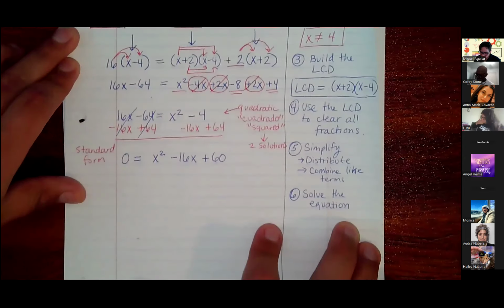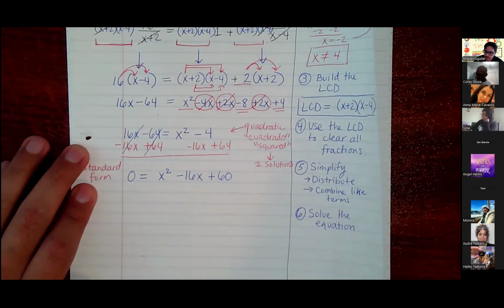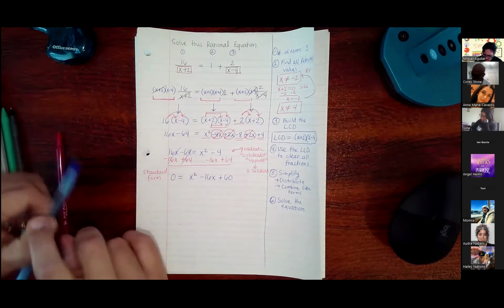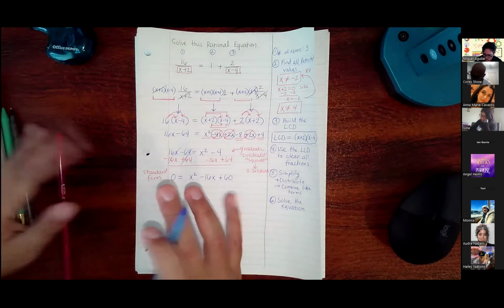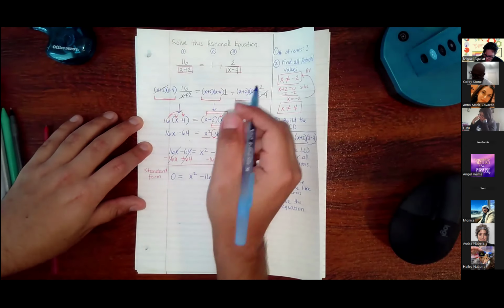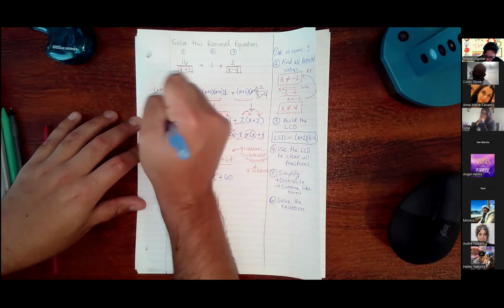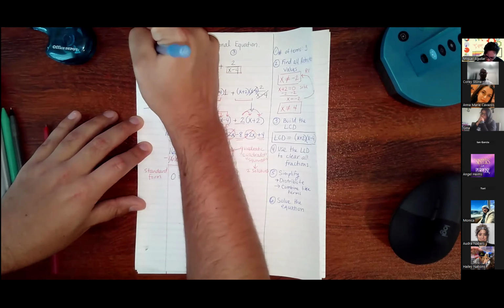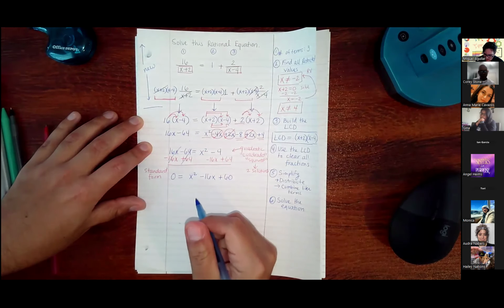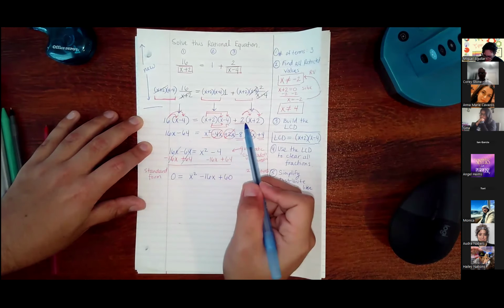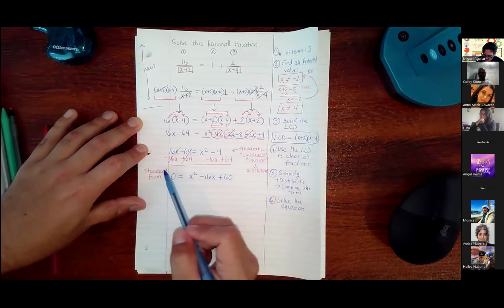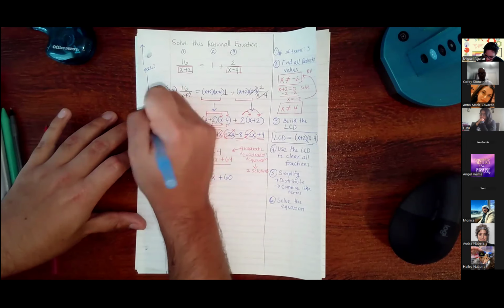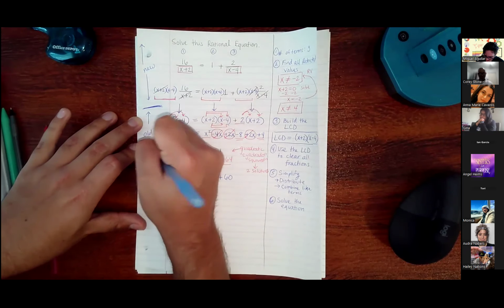Okay. But what I want to point out here is that if I had to draw a line in the sand to say what is new versus what is old, the new stuff is up here. This is the new stuff. Because distributing and combining like terms and then solving a quadratic equation, everything from this line down is old material.